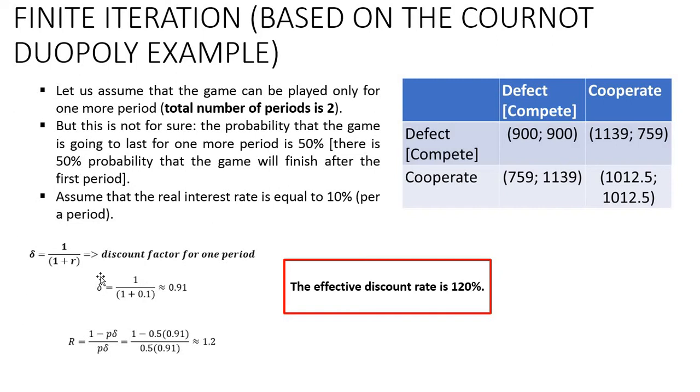Okay, so in our case, the value of sigma is calculated as 1 over 1 plus r, because we have only 1 period to discount for. So using this formula, the value of sigma is approximately equal to 0.91. So again, you have all the values known, you put them to the formula, and you will get the value of the effective rate of return of 1.2. So the effective discount rate or effective rate of return is equal to 120%.